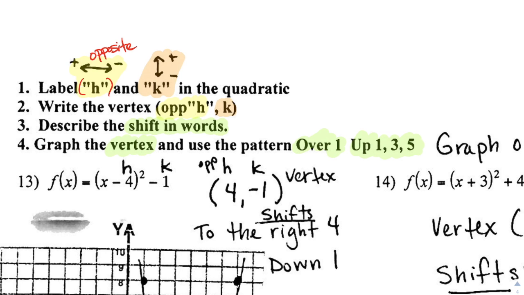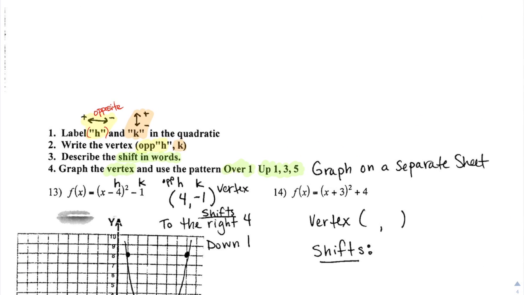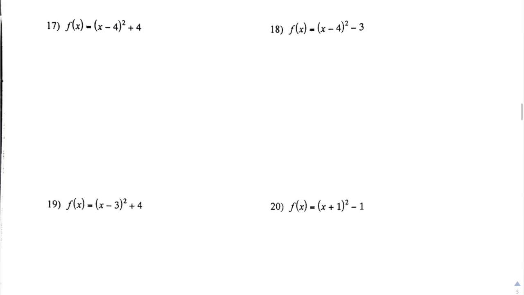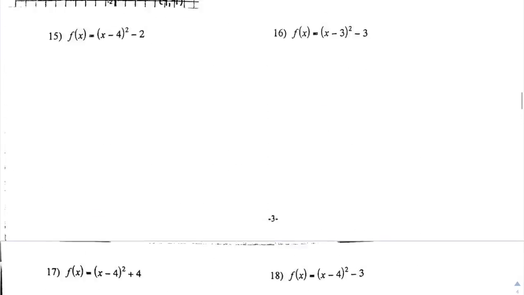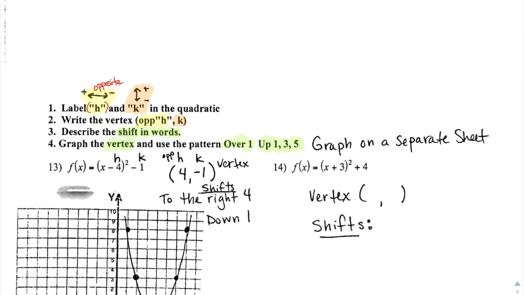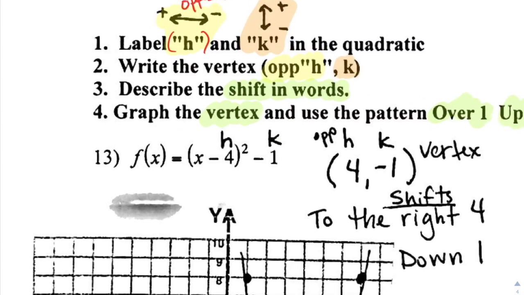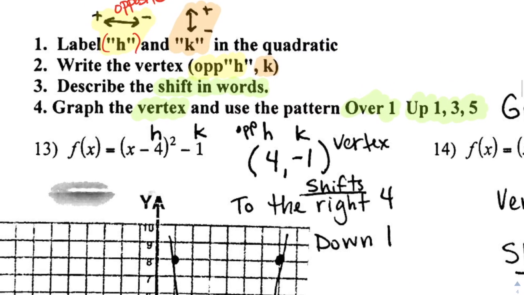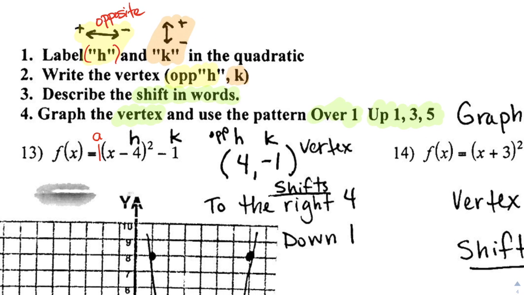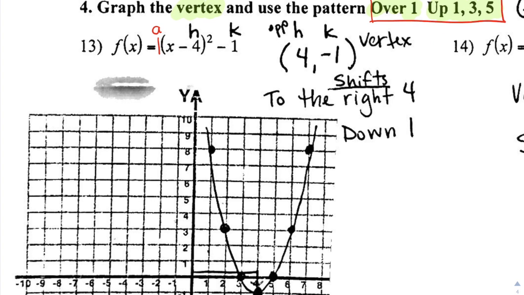And that's basically because for this part of the assignment, from 14 through 20, what you'll notice is that the A value in each of these, so like our first example, our A value right here is going to be 1. And anytime our A value is 1, we use the basic pattern over 1, up 1, over 1, up 3, over 1, up 5. Okay, so we have our first example.